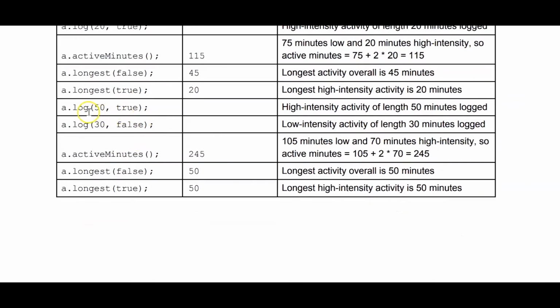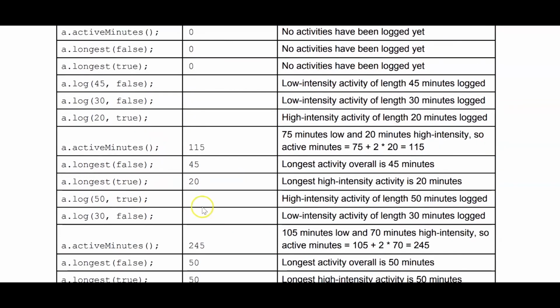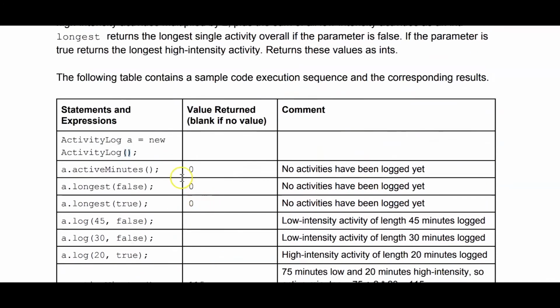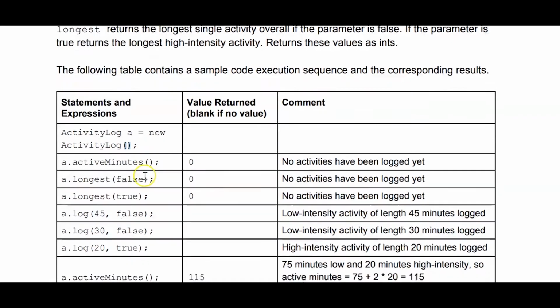All right, then here I can log another 50 minutes of high intensity, 30 minutes of low intensity. Our active minutes is updated, and our longest activities have now updated again. All right, so that was kind of a lot of me talking. So I'm now going to take a break here and give you a chance to read through this on your own. And then in the next video, we're going to take a stab at actually coding this up together.